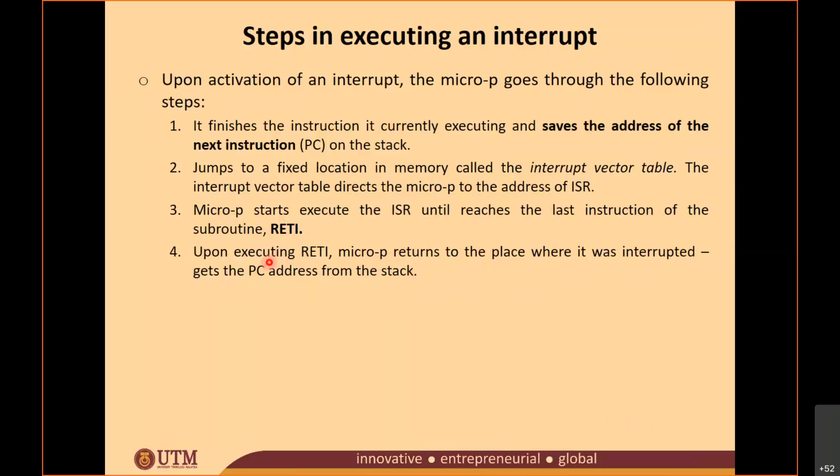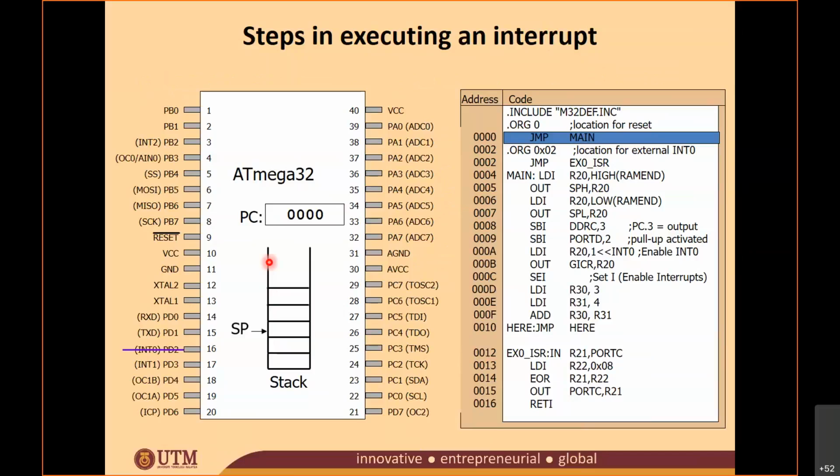Let's look at this animation here. This is the program written in assembly language. Actually, for interrupt programming, we are going to write in C programming, but for this reason we are just going to see how interrupts work. So this is your main program. You can see here, this is org 0, which means that this is for the reset.